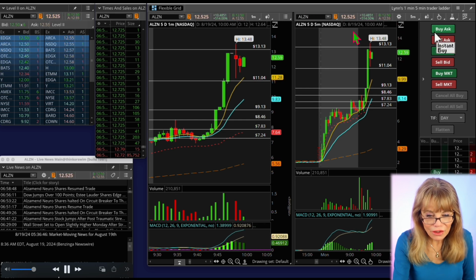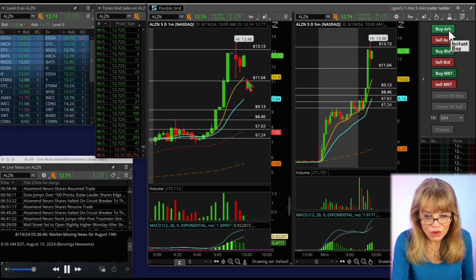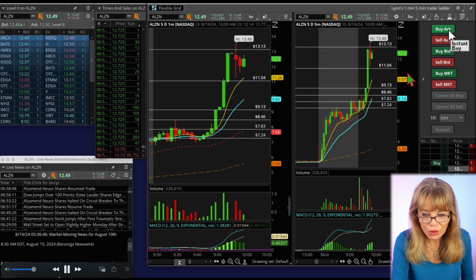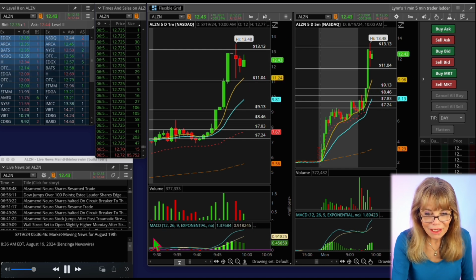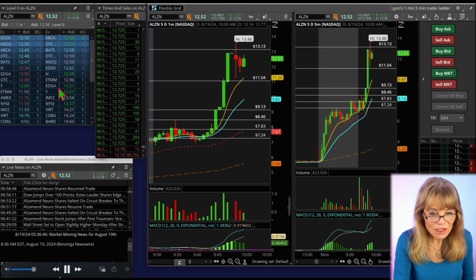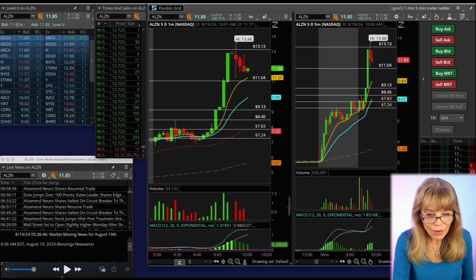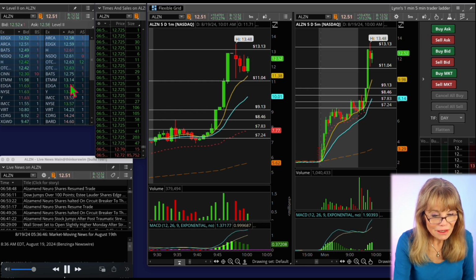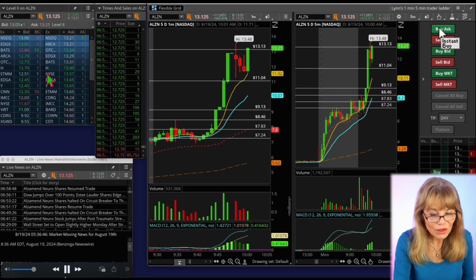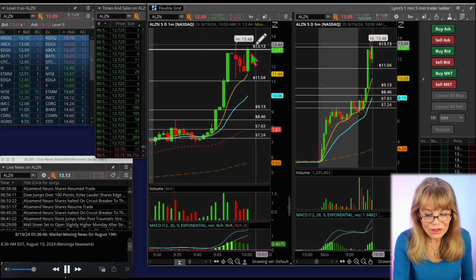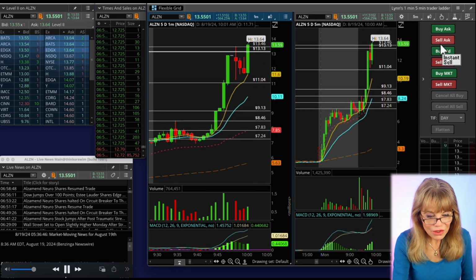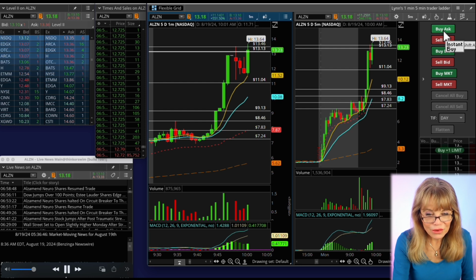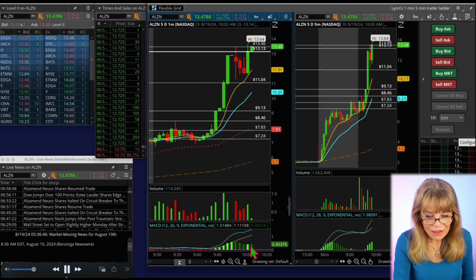A lot of times I look to buy a pullback if it's approaching that 9 EMA, and I look to get out really quickly if it breaks through it. But I look for the time and sales to see if it's speeding up, showing more green. Right here, I don't know why it's stuck on time and sales, but you can see the green flowing through here on the level 2. And now it's again pushing against that 13.13 price, trying to break through there.